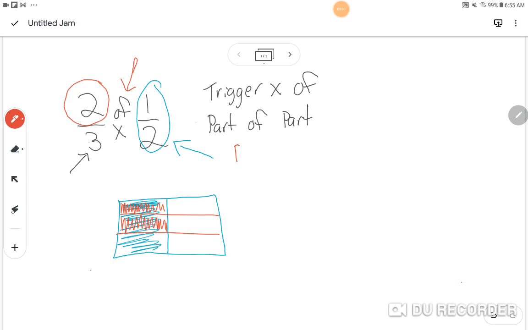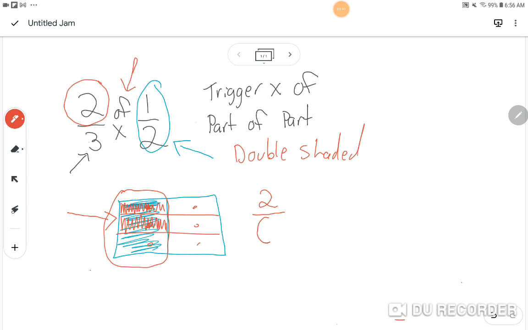Whatever is double shaded is the answer to the problem, because I just took a part. I just had 1/2, just this side here. I had 1/2, right? And then I took 2/3 of that 1/2, and how much do I have now? Let's count it. 1, 2. I have 2. And remember, the denominator is always the total. So let's count the total sections now. Now there's 1, 2, 3, 4, 5, 6. So the answer is 2/6.